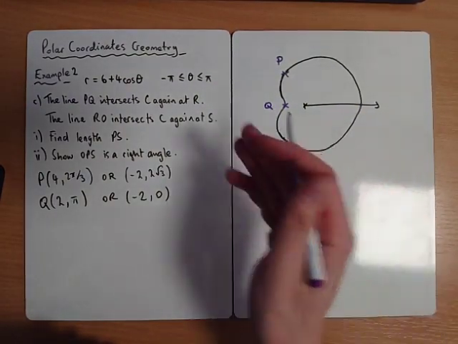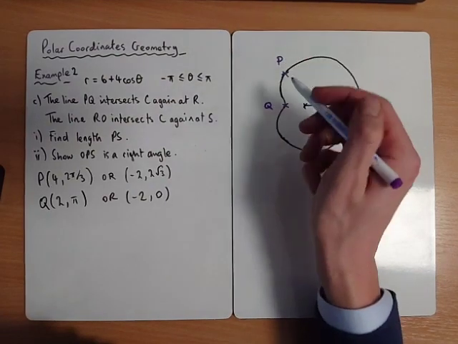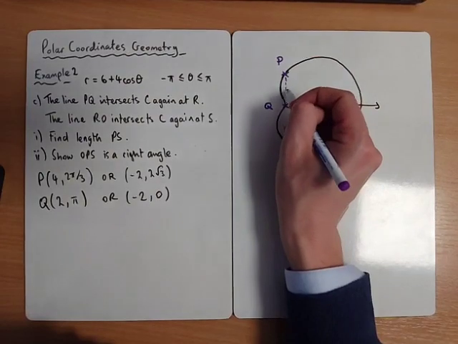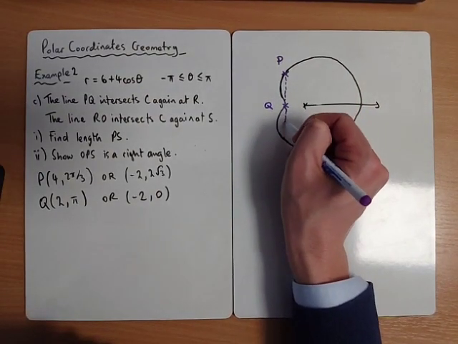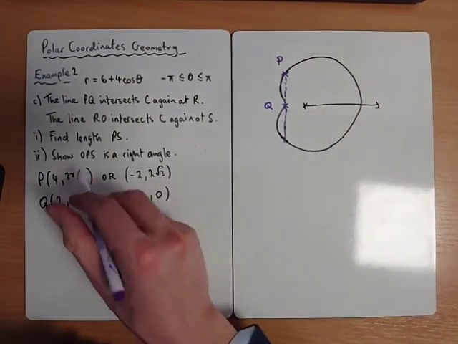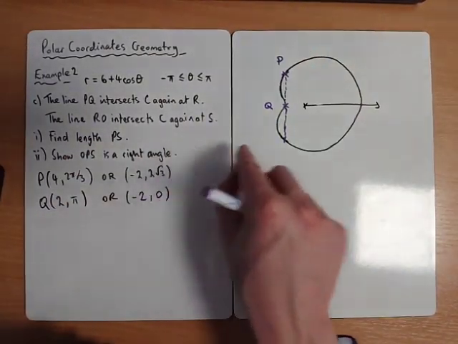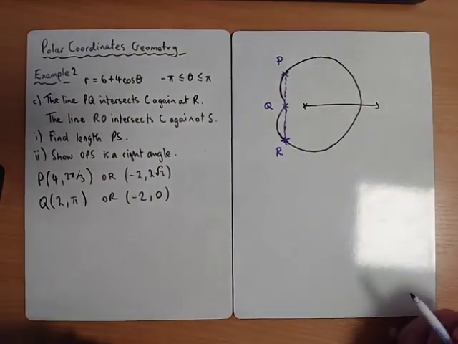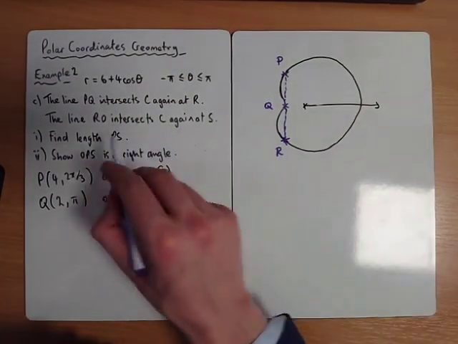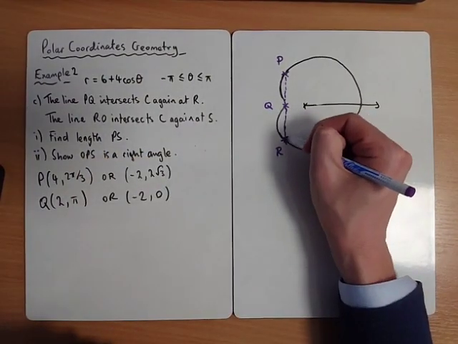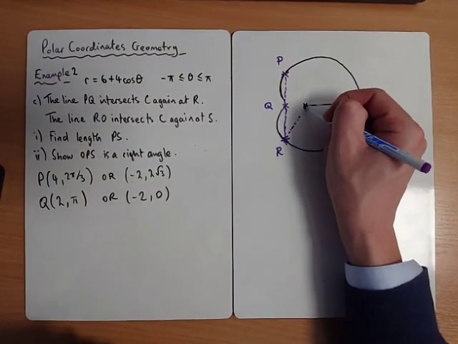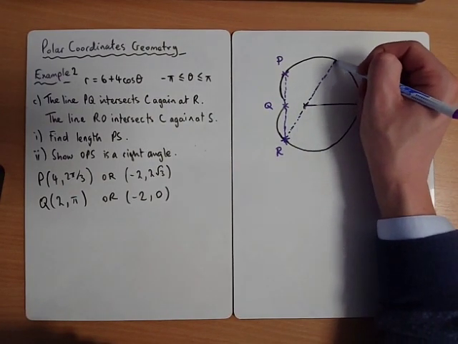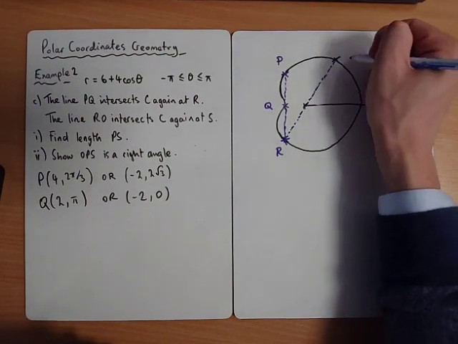The reason they were asking part B, by the way, was to help you with part C. You need to realise that because this here is a vertical line, when we draw the line from P to Q, it'll intersect the curve again at R, which is straight underneath. Okay. Then we've got RO, which would be from R to the origin. And this intersects the curve again up here, which is the point that we're calling S.